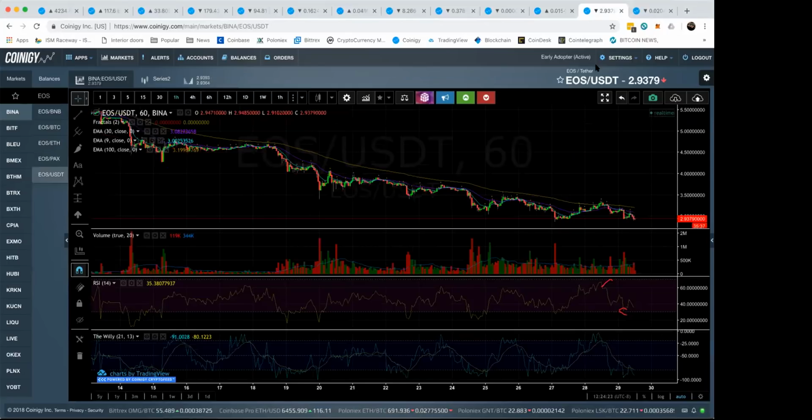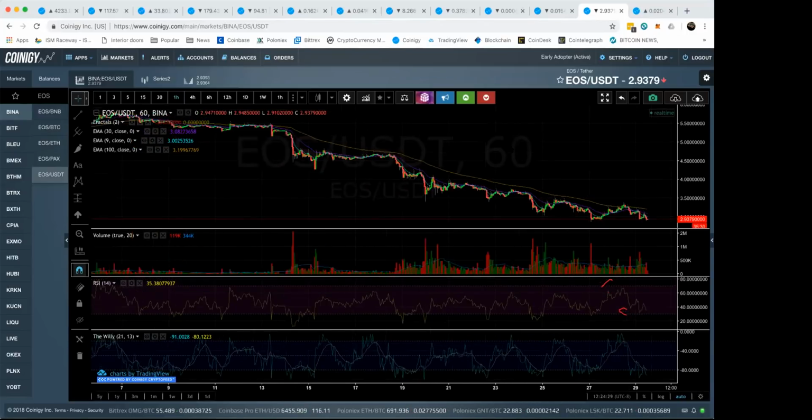Let me move this out of my way. Let's look at EOS, by request. EOS is not looking too good, guys. This is pretty much the price action zoomed out.